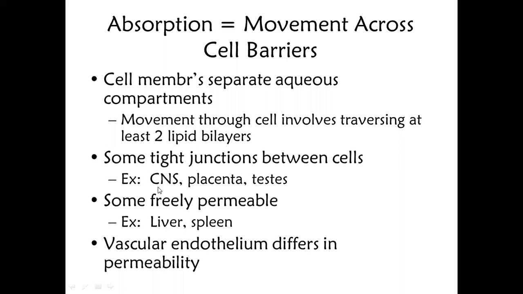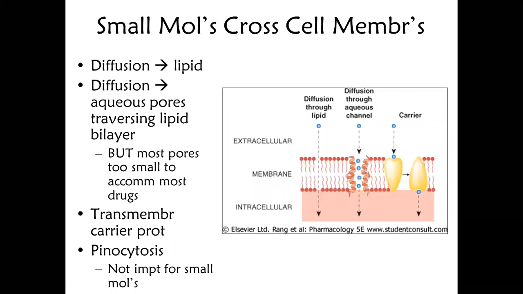The examples are in the central nervous system or in the placenta or in the testis. Through these also the drugs have to be processed. Then some freely permeable drugs and sites like liver and spleen. Then the vascular endothelium of the blood vessels also differs in permeability. So all these are the barriers through which the drug has to go. Then it will get into the systemic circulation.